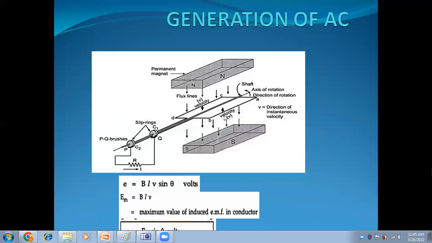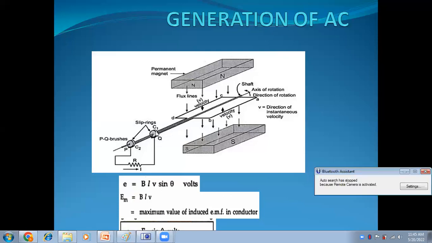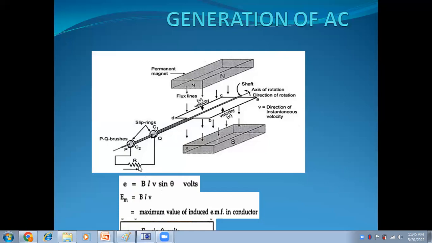A single turn alternator is shown in this figure. The two conductors AB and CD are connected together at one end to form a single turn coil. The other ends of the conductors are connected to slip rings C1 and C2, through a resistance R, so the circuit is complete and current flows. The brushes P and Q are resting on the slip rings and they are stationary. The external resistance R is connected along with the stationary brushes.